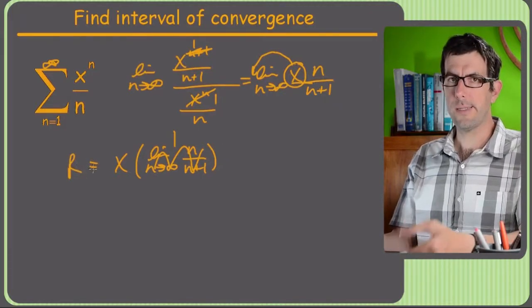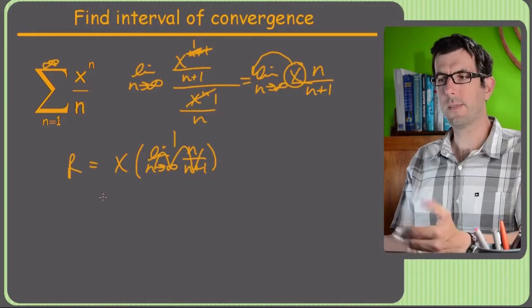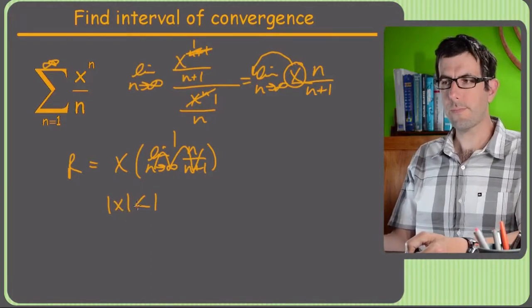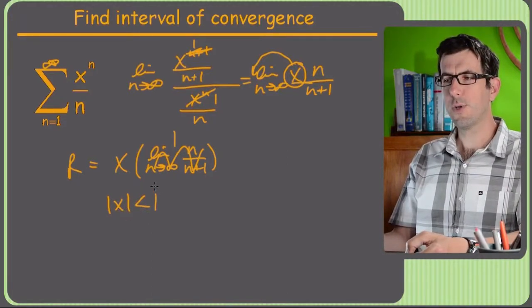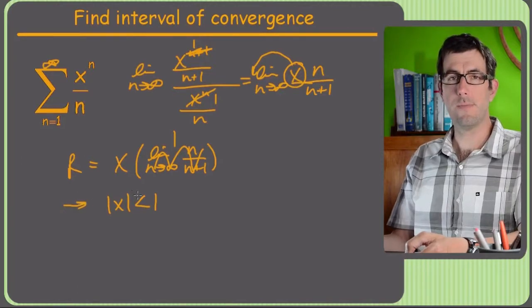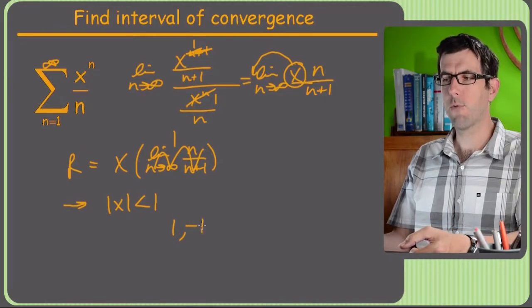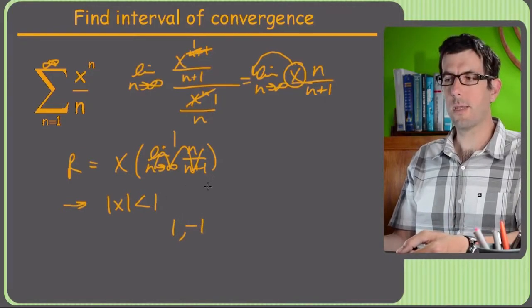And then the ratio test says, hey, you want the absolute value of r to be less than 1, so that means the absolute value of x needs to be less than 1. So this is interesting. Doesn't this look an awful lot like what we got when we did the geometric series test? We just want |x| less than 1, which means x needs to be sandwiched between 1 and negative 1 in order to satisfy this inequality.